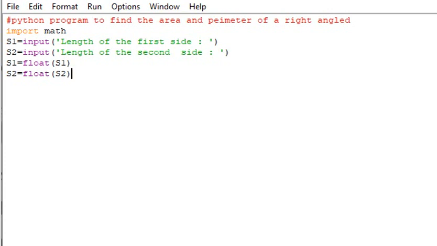What's next is to find the hypotenuse by the Pythagoras theorem. The sum of the squares of the two sides is the square root function of the math module. So I'm using this double asterisk operator to raise a number to a power.